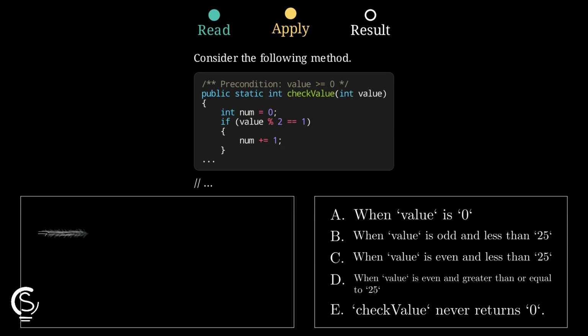Next, if the value is even and at least 25, the first else if block triggers. This adds 2 to our variable num, so the final result cannot be 0 either.